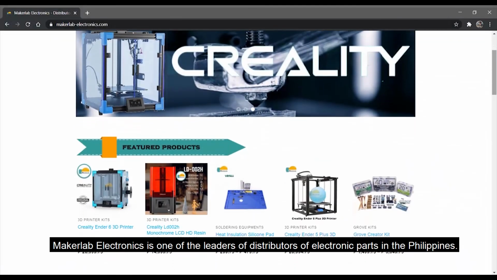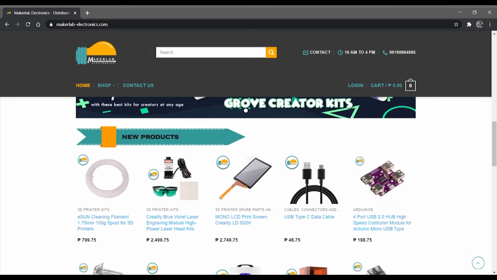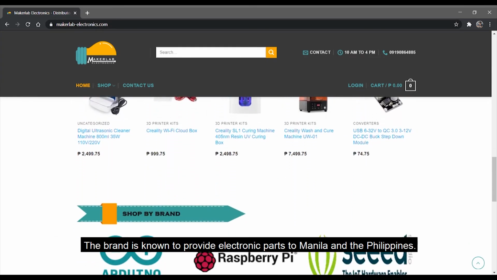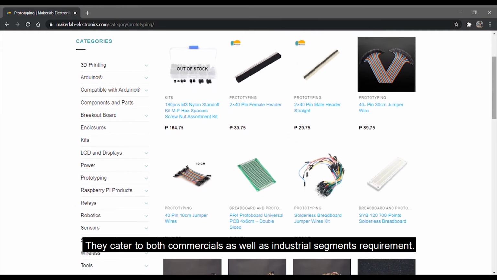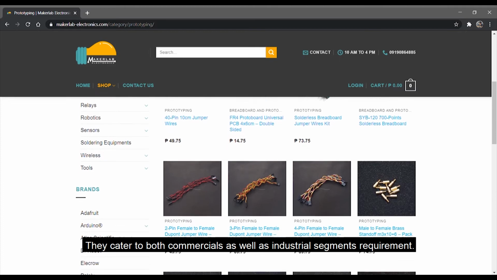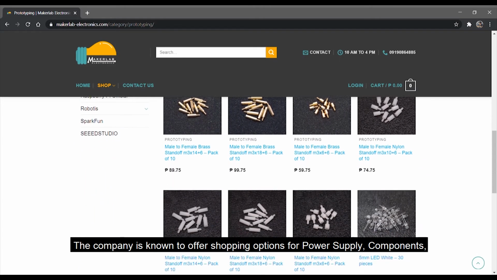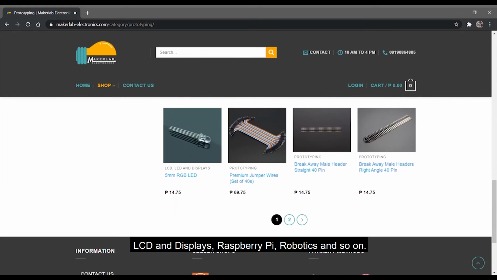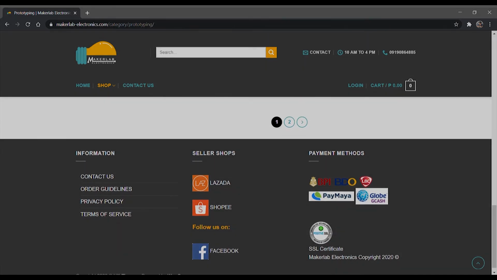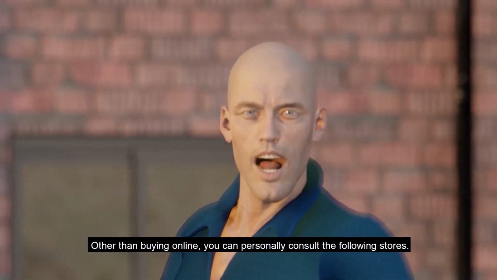Mouser Electronics is one of the leading distributors of electronic parts in the Philippines. The brand is known to provide electronic parts to Manila and the Philippines. They cater to both commercial as well as industrial segment requirements. The company is known to offer shopping options for power supply, components, LCD and displays, Raspberry Pi, robotics and so on. Other than buying online, you can personally consult the following stores.